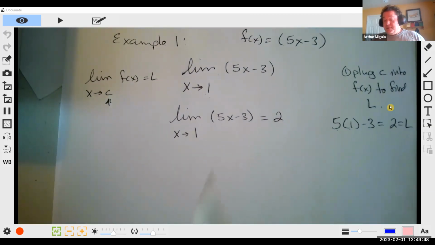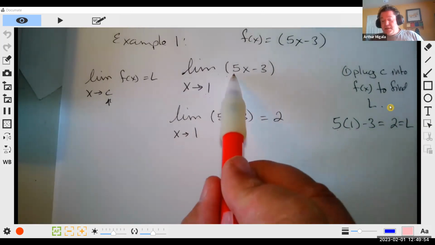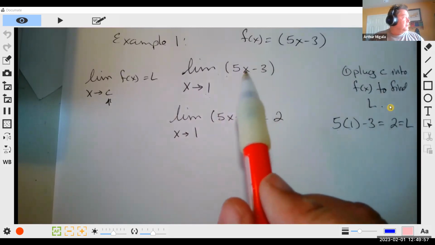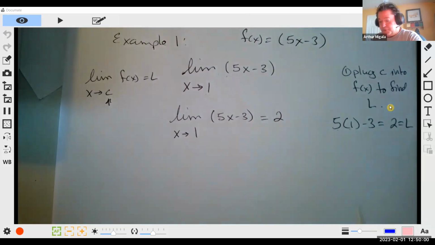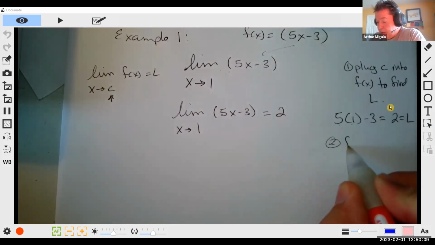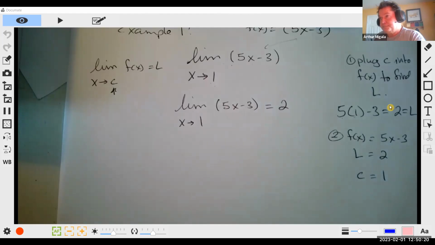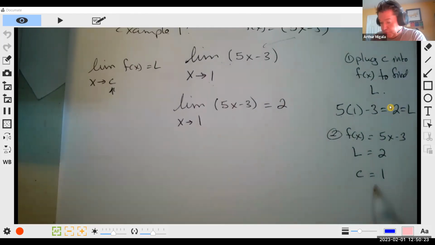Now, it's important. Notice how I put parentheses around these two. If we didn't, then it's only the limit of the 5x, not the 3. So you have to make sure, because this defines our function. All right, so let's define what we have so far. f of x equals 5x minus 3. The limit equals 2, and the c value is equal to 1. And again, we don't know what epsilon or delta are yet. All we know is that they have to be greater than 0.